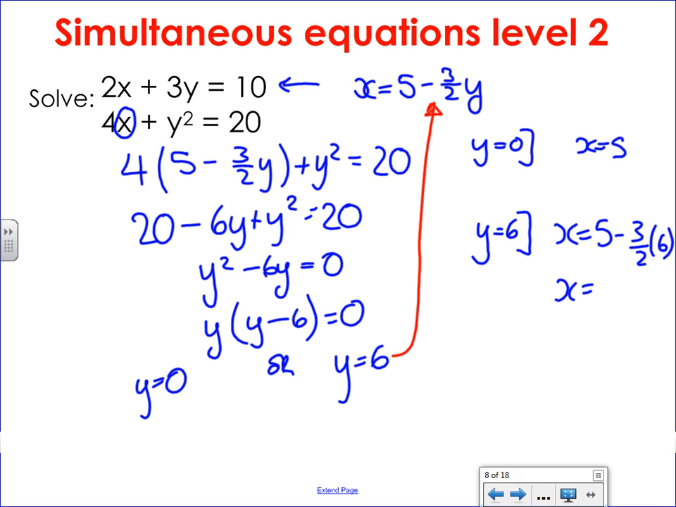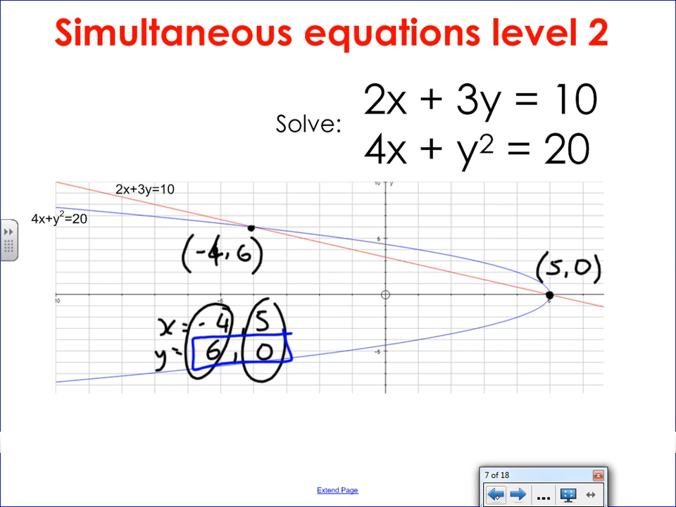X equals minus 4. 5 take away 9 is minus 4, yeah. 2 times, 3 times 6 is 18, divided by 2 is 9. 5 take away 9, I agree with that. And also, we agree with that because that's what we decided we would get. Yay! And there they are paired up.